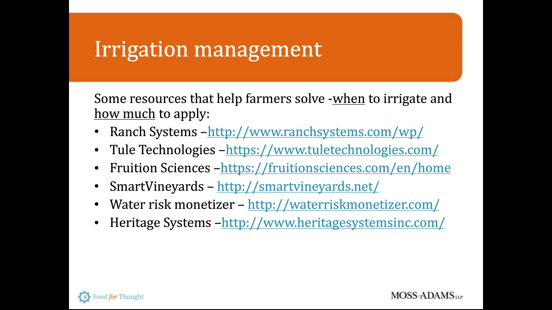So when you're really trying to decide how much to irrigate and when to irrigate, they have soil moisture monitoring. It also feeds into weather station information that can track temperature, wind speed, evapotranspiration rates, all things that help you decide when to irrigate, and also when to employ other farming practices.